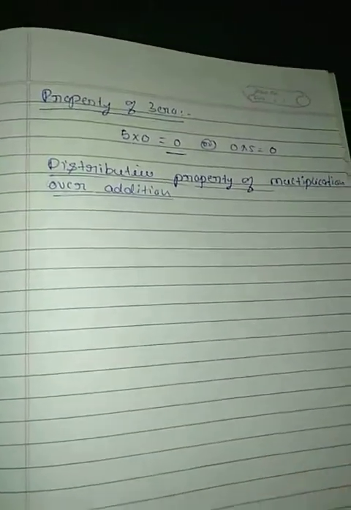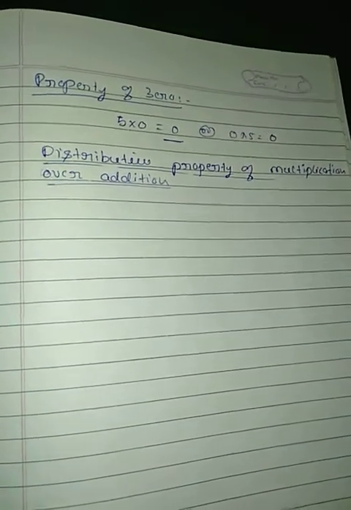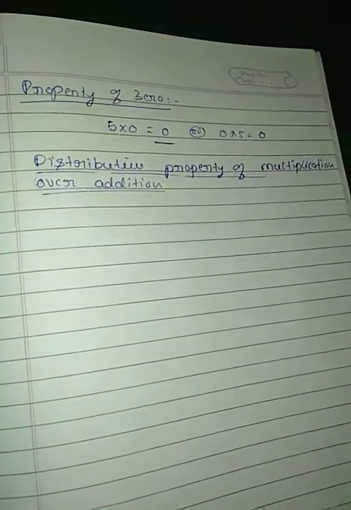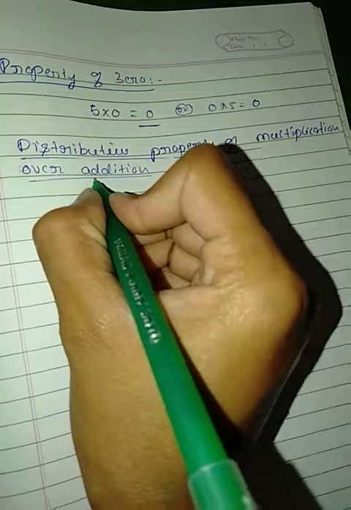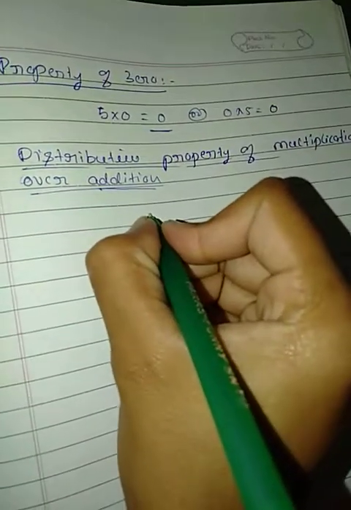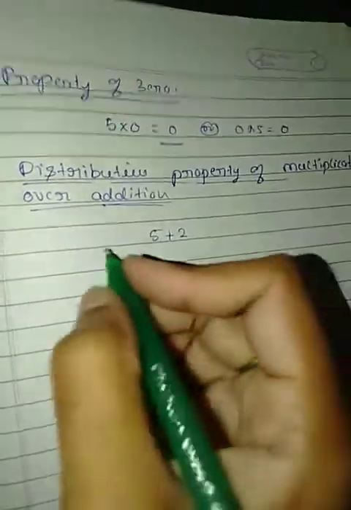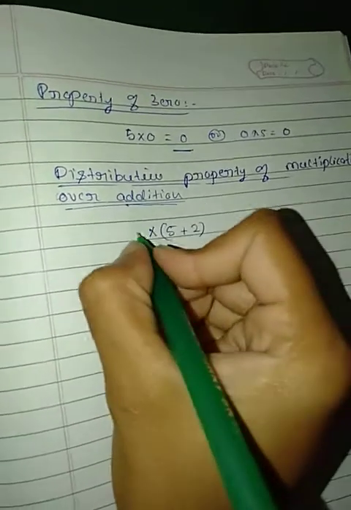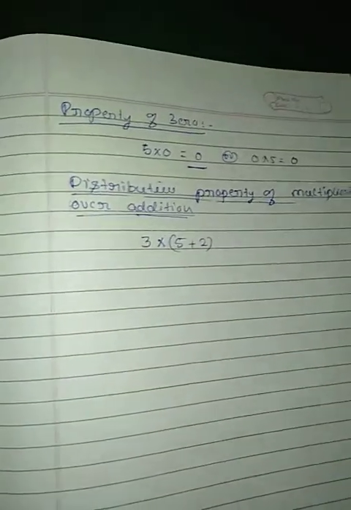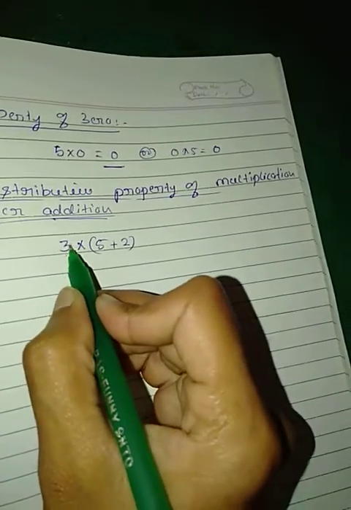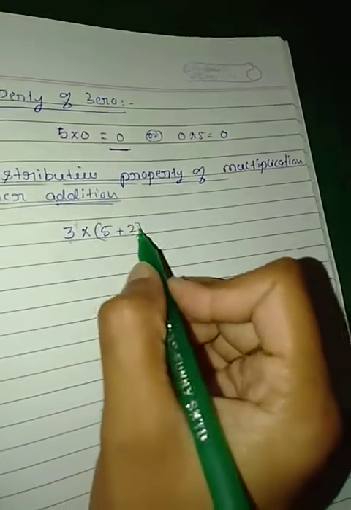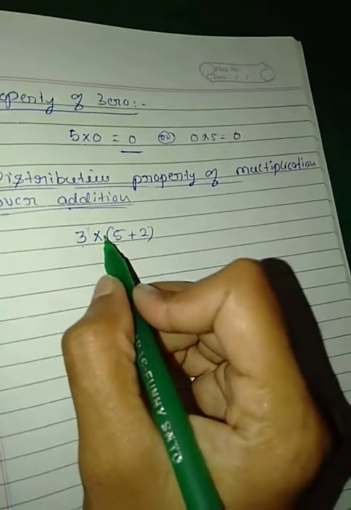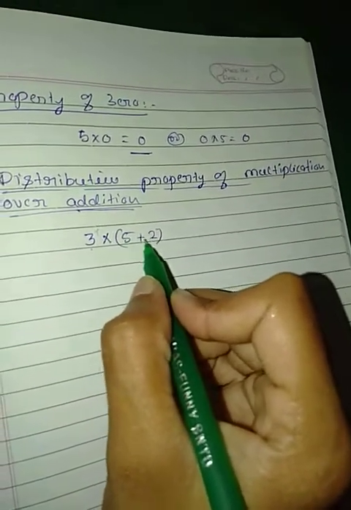The next property is the distributive property of multiplication over addition. So what is this property? It's very simple. First, see the addition: first add any two whole numbers, that is 5 plus 2. Now this sum is multiplied by another whole number, that is 3. See here, the 3 is distributed between these two numbers.